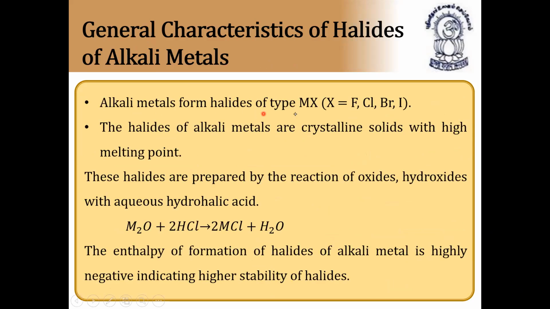Next continuation. Alkali metals form halides of type MX. Which type? MX, like NaCl, NaF, NaBr, NaI. That is sodium iodide. So we'll call it alkali metal halides. Alkali metal halides means sodium fluoride, sodium chloride, sodium bromide, sodium iodide. Potassium fluoride, potassium chloride, potassium bromide, potassium iodide. So all alkali metals will form halides of type MX. The halides of alkali metals are crystalline solids with high melting points because they are ionic in nature. All the alkali metal halides are ionic in nature. So as they are ionic in nature, they have high melting points and boiling points.